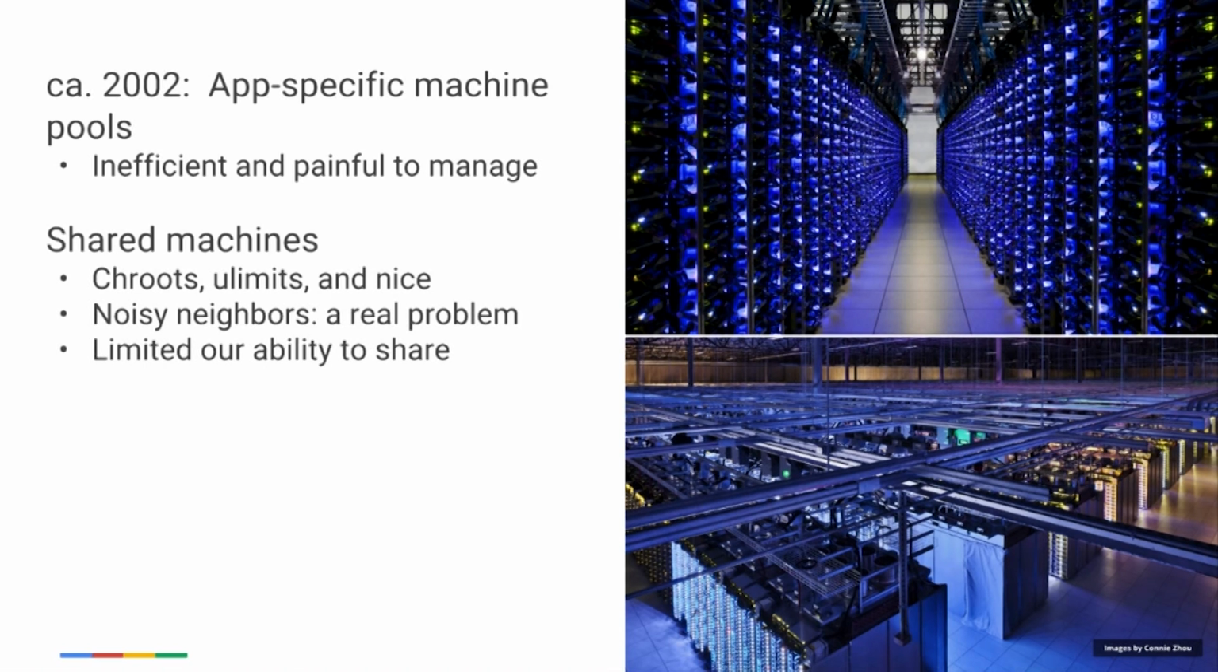So we decided, by dictate, we're going to move to shared machines. This is the future. Shared machines are everything. We implemented chroots, ulimits, nice. These are the basic tools that systems like Linux gave us at the time. So we used that to build a very, very archaic form of containers. Now, of course, as you've experienced with shared systems, the minute you put two users on a machine, you have a noisy neighbors problem, and it is a real problem. So this very much limited our ability to scale our system.